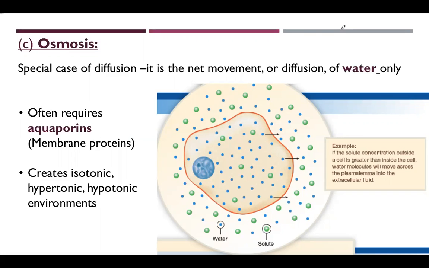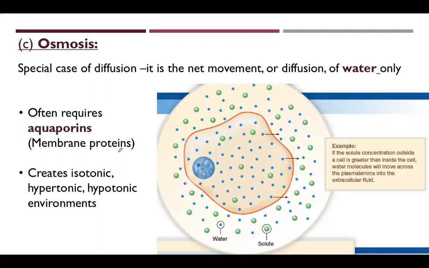Water often requires aquaporins. These are membrane proteins that will allow water to go through. Because remember, water is polar, so those hydrophobic ends are not going to like water. However, in some cases, because water is so small, it might squeak through the membrane. But most often, it requires aquaporins, those membrane proteins that allow water to go through them.